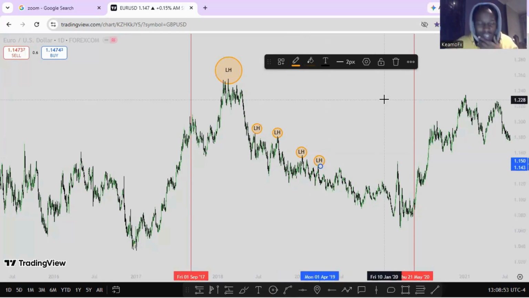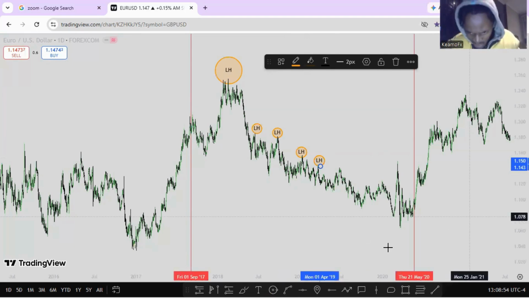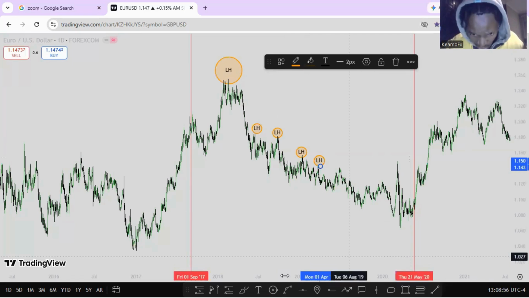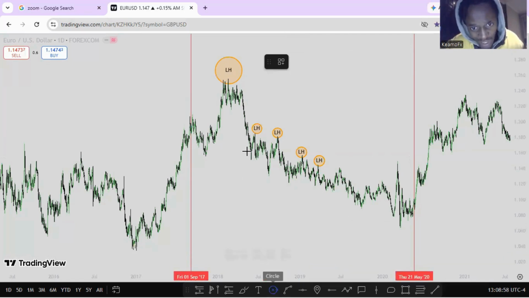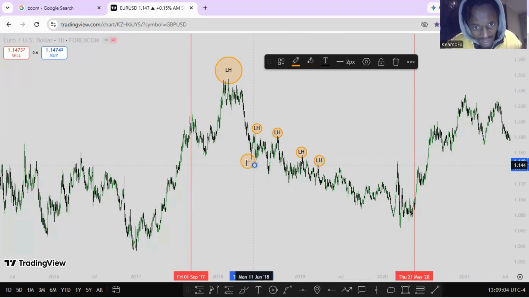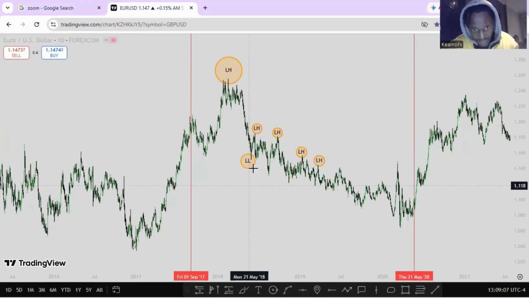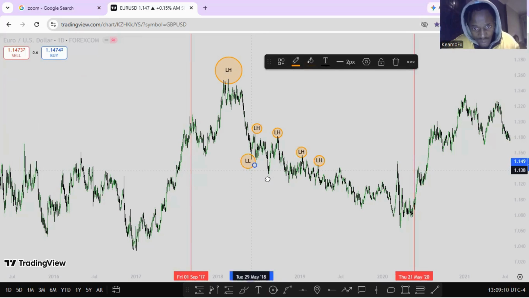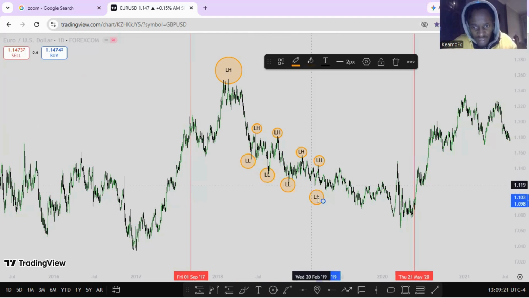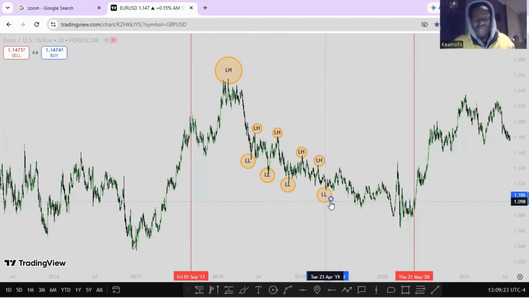What else do we need to confirm that we're in a sell trend? We need to see lower lows as well. So where's the first lower low? Here, right? So we have a lower low. We have another lower low, another lower low, and another lower low.